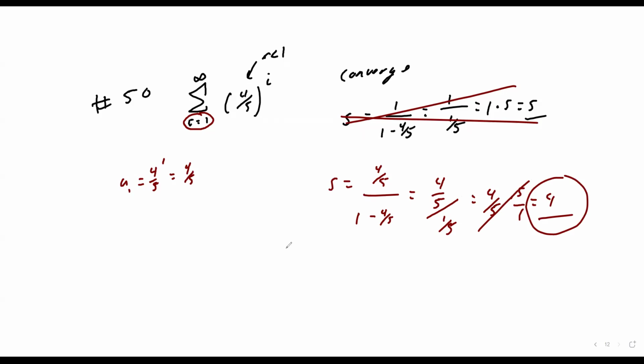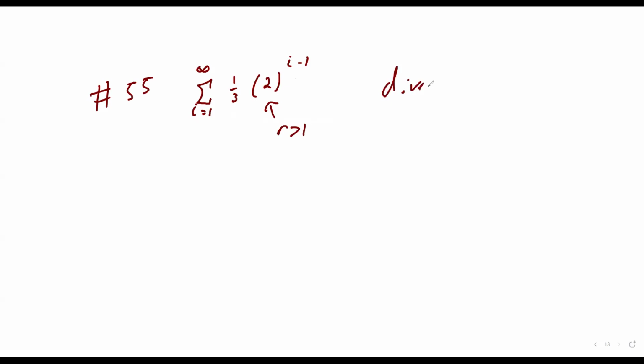So again, I'm glad we are seeing these type of problems so that if you have issues with it, you can see how to get through it. All right, let's look at number 55. This is going to be infinity, i equals 1, 1/3 times 2 to the i minus 1. Again, I don't even have to do math. This is the r. It is greater than 1, so this diverges. And since this diverges, you can't get into anything else. So we're actually done there.